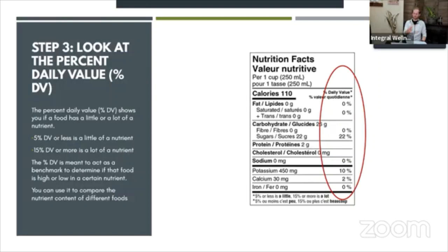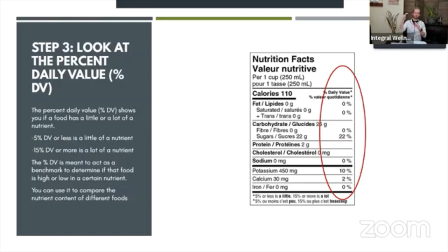So for this example, in 1 cup, you have 22 grams or 22% of your daily intake of sugar, right? So this is 22% of it if you have 1 cup. It's not the percentage of sugar that's in the product, if that makes sense. So there's 22 grams of sugar in the product. It's not made up of 22% sugar. That's based on how much you should actually have, on that average, right?